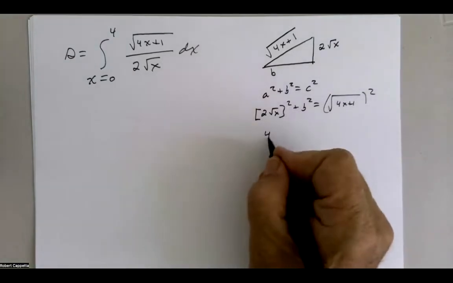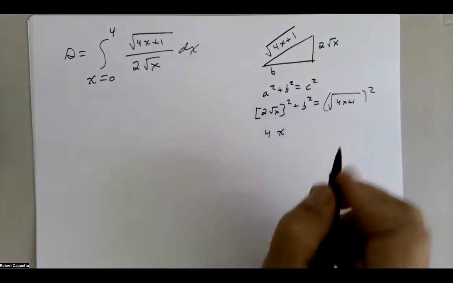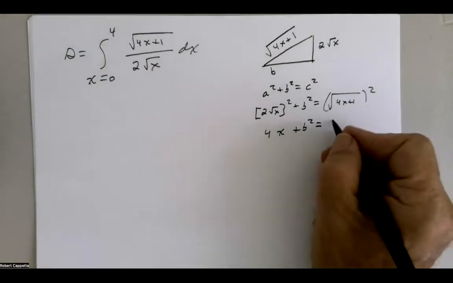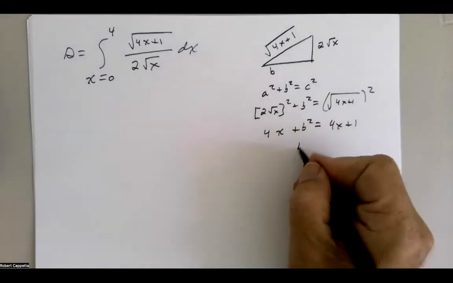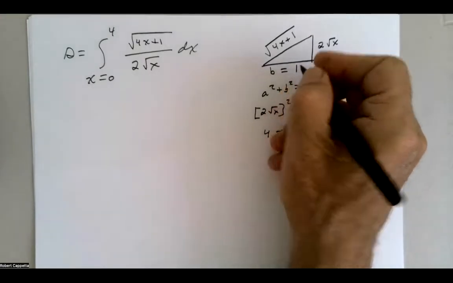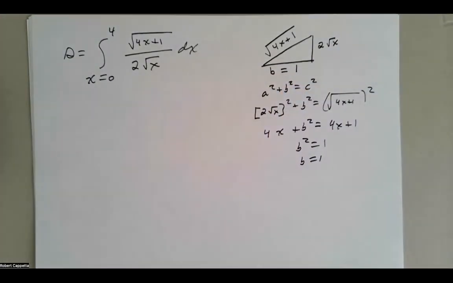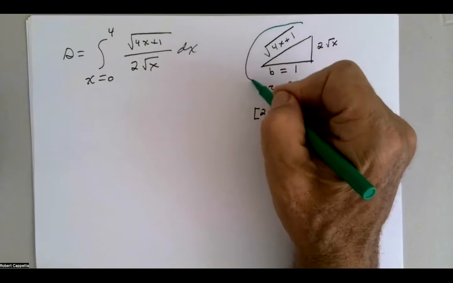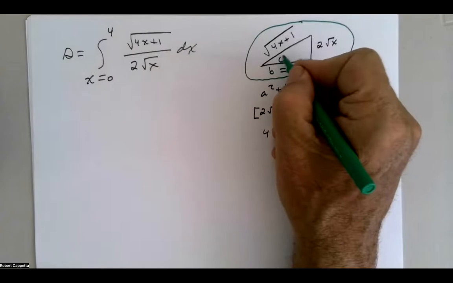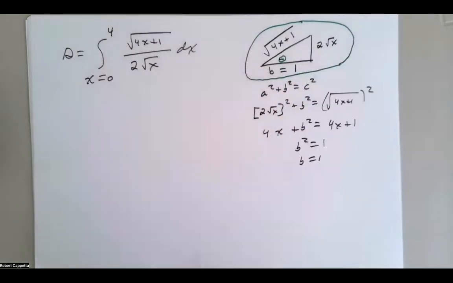So 2 squared is 4, root x squared is x, plus b squared equals what? Equals 4x plus 1. So the 4x's go away. B squared is 1, so b is 1. So here is our triangle. We have successfully built the triangle using Pythagoras. So let's circle that triangle. I need theta in there, of course, to do my trig substitution. So I'll put theta here. There is theta. And now we've got to go ahead and do some trigonometry with that.